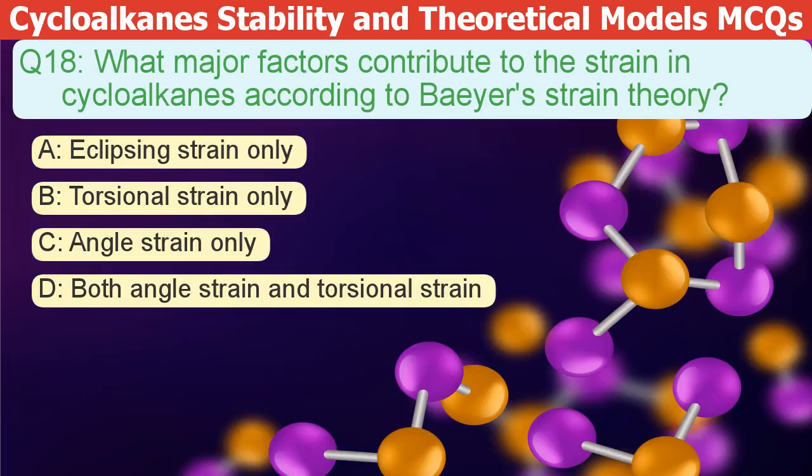What major factors contribute to the strain in cycloalkanes according to Bayer's strain theory? A. Eclipsing strain only. B. Torsional strain only. C. Angle strain only. D. Both angle strain and torsional strain.